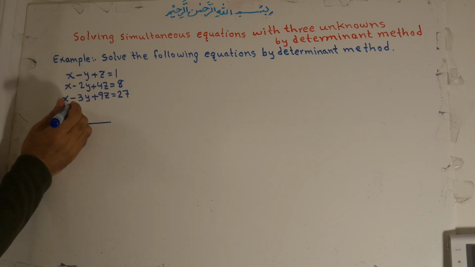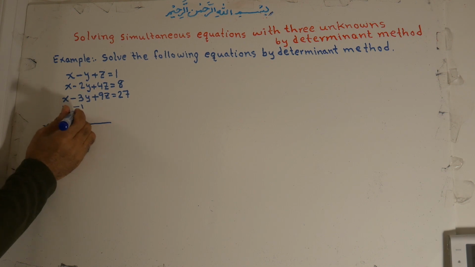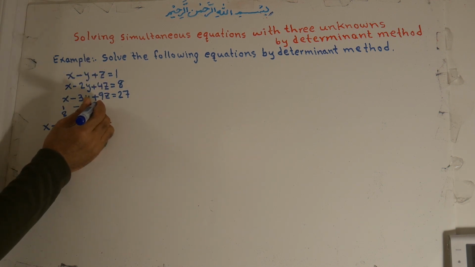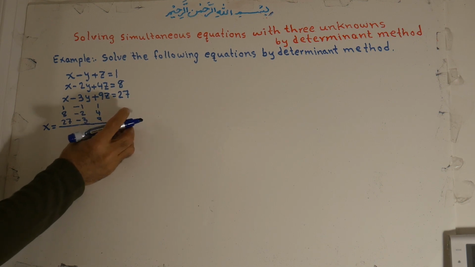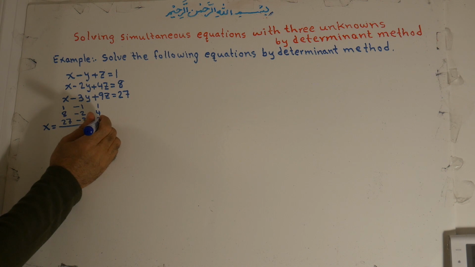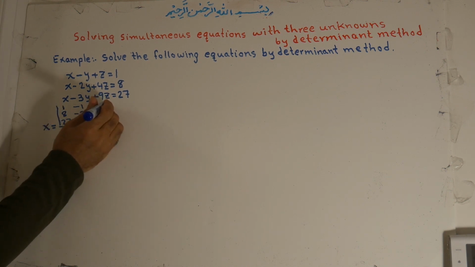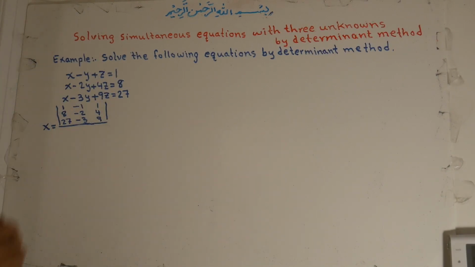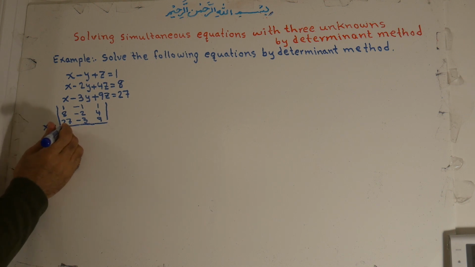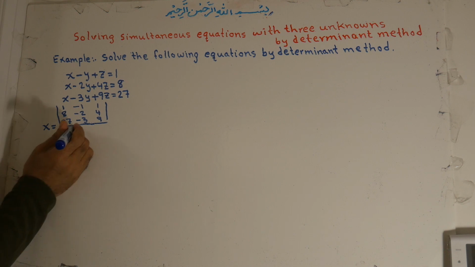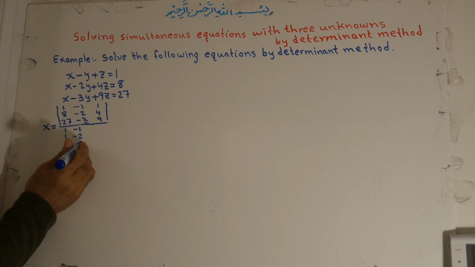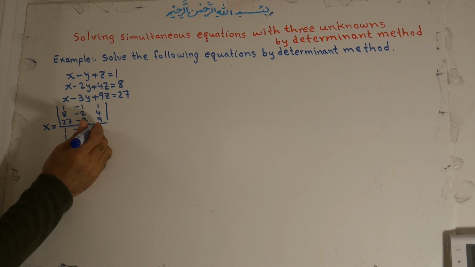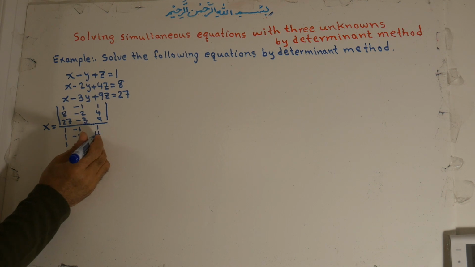For y, it is minus 1, minus 2, and minus 3. And for z, it is plus 1, plus 4, plus 9. And for the denominator, we write all of their own coefficients: for x, 1, 1, and 1; for y, minus 1, minus 2, and minus 3; and for z, 1, 4, and 9.